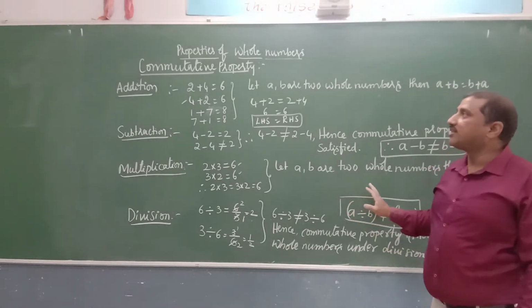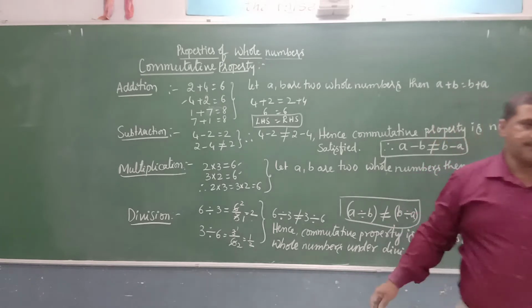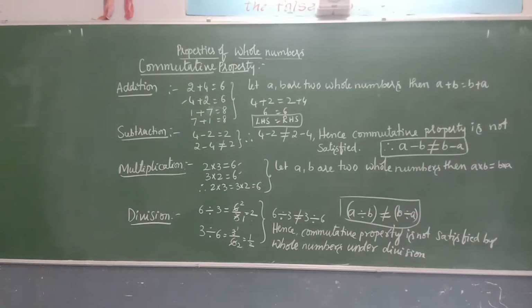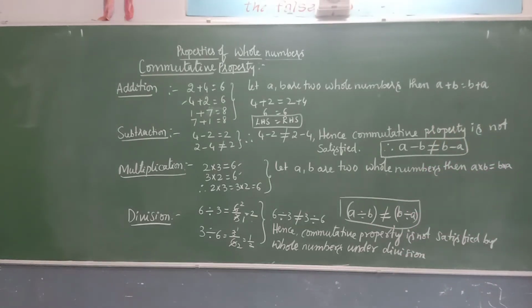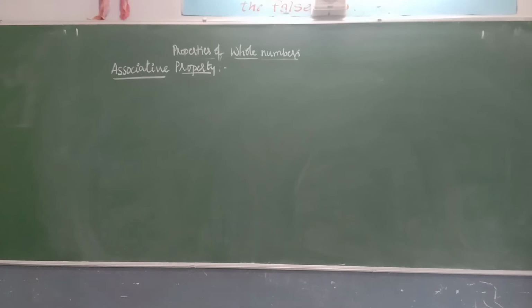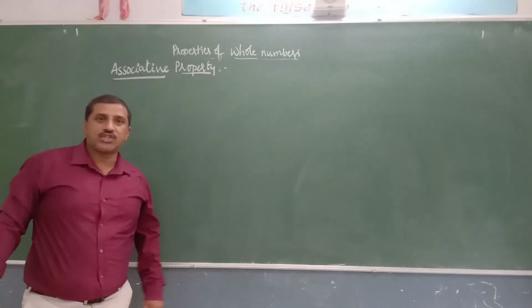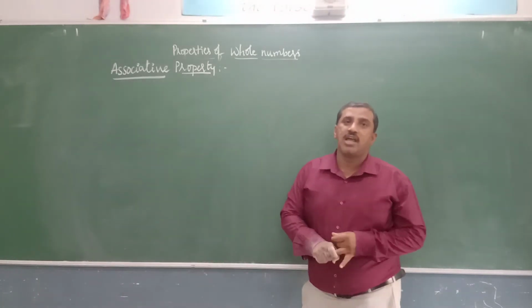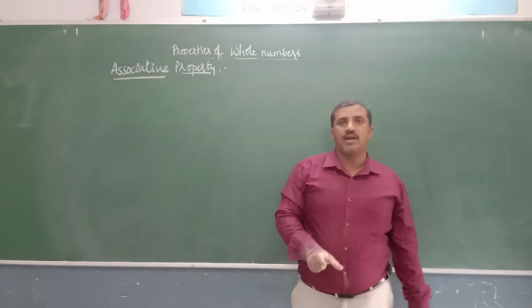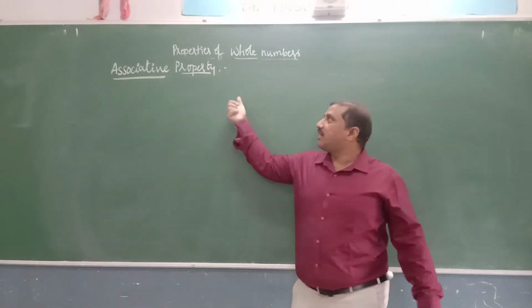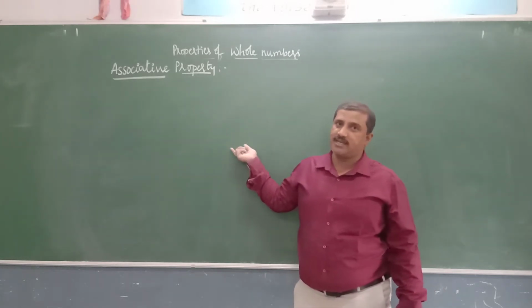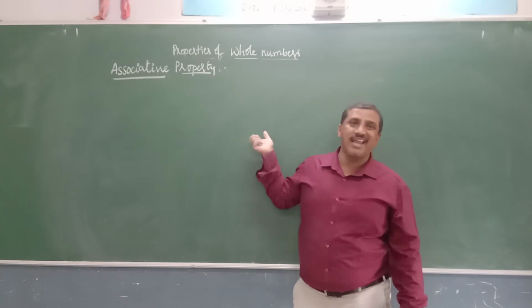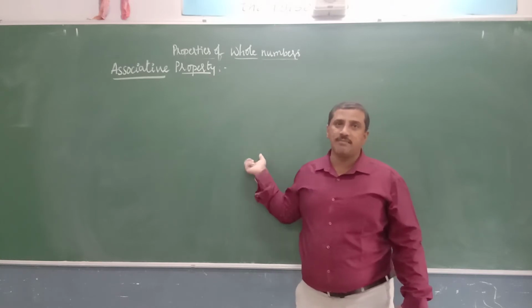Now we will discuss the other property, the associative property. So far, in the commutative property and closure property, we have considered two whole numbers, a and b. Here we will consider three whole numbers. Let a, b, c be three whole numbers.